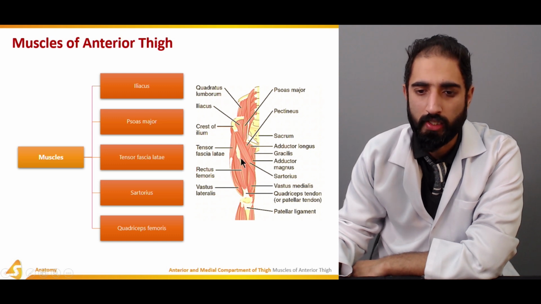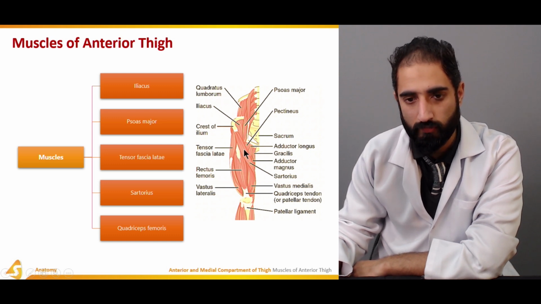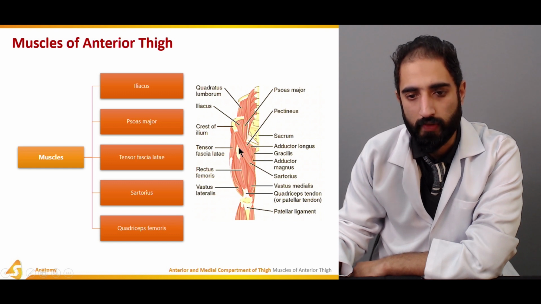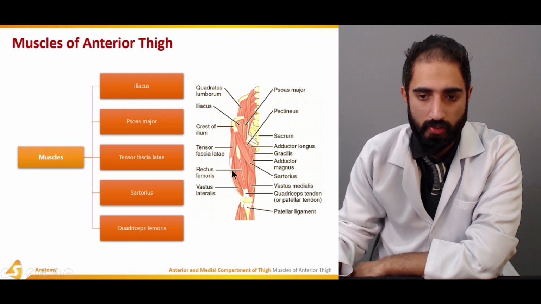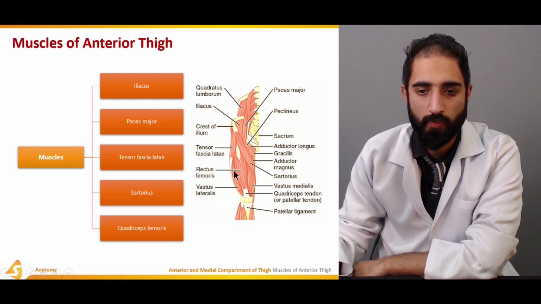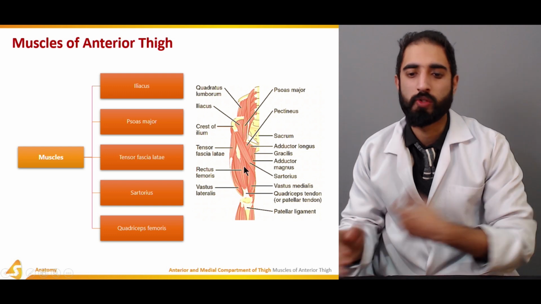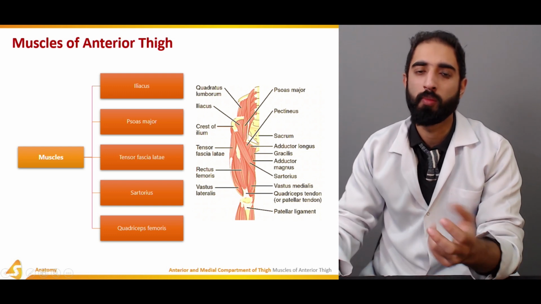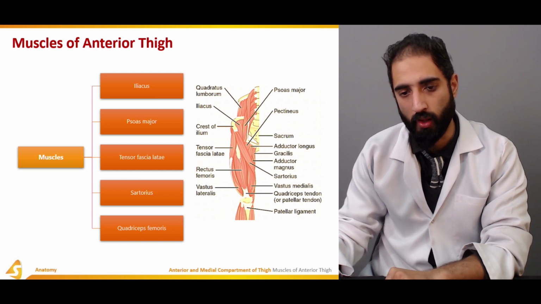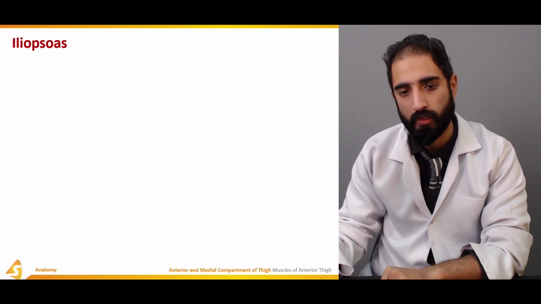Then we also have the iliopsoas or the psoas major and iliacus. So this is the iliacus and this one is the psoas major. And then we have the quadriceps femoris here. So this one is the rectus femoris, this one is the vastus lateralis, and this one is the vastus medialis. And the vastus intermedius is not visible because it is located beneath the rectus femoris. So once you remove the rectus femoris, you can visualize the vastus intermedius as well.